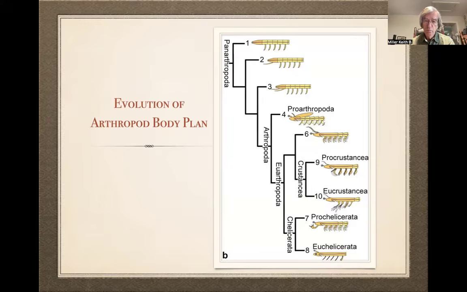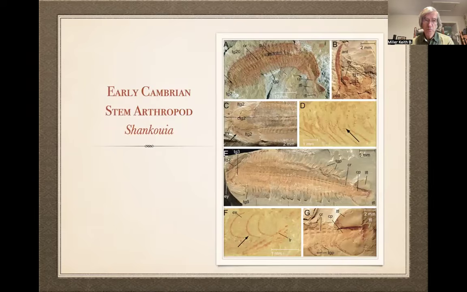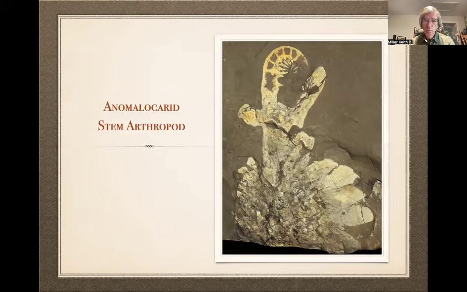Here's one of the stem arthropods. This is like a step beyond the lobopods. It has both gills and jointed limbs. Anomalocaridid, one of the top predators of the Cambrian, which is again a stem arthropod. You can see the feeding structures on the head and the flaps there, which are the gills, and it had lobopod limbs, these fleshy limbs underneath. So we have a really nice set of transitions going from lobopods to arthropods.